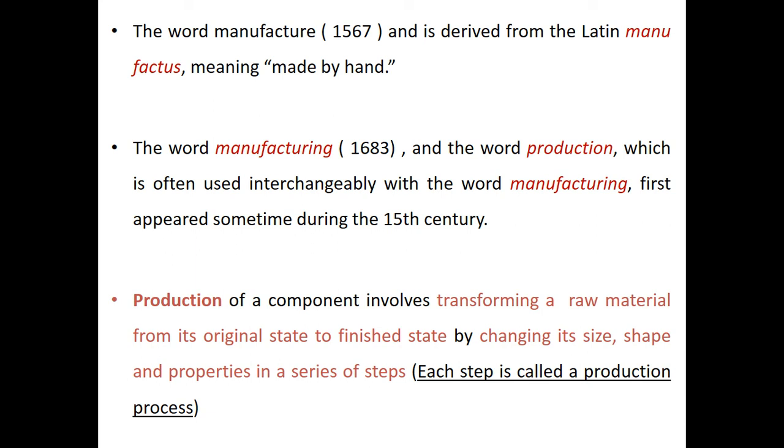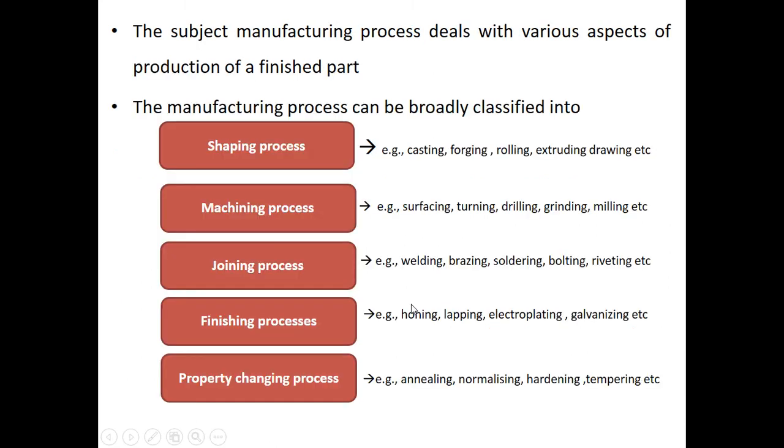In order to select the best process, for example, if you want to make a chair or a table or whatever it may be, which manufacturing process is best suited for that? How will you come to conclude? You have to know about almost all the manufacturing processes relevant to that part, isn't it? Hence, we are going to deal with all the basic manufacturing processes in this subject. So the subject of manufacturing processes deals with the various aspects of production of a finished part.